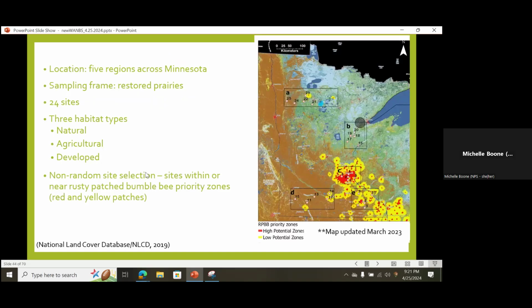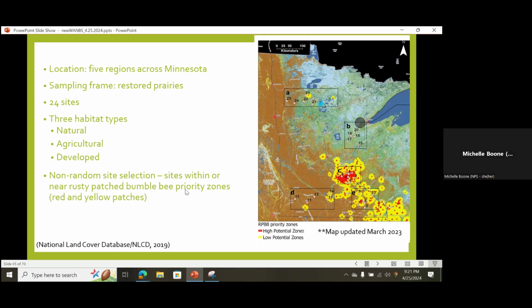So one thing I did was expanded my search rather than only focusing in on the Twin Cities where we know there's lots of rusty patch bumblebees. I tried to go out into other areas where it might occur. So I'll point out on the map, box B, that map was updated in 2023, and there actually used to be a priority area in that box, but it went away. It was updated. But I had already collected the data, so no going back.